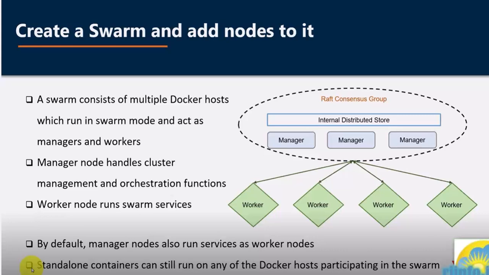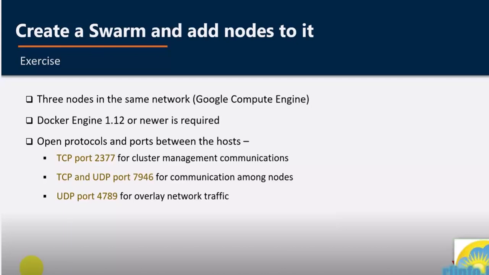I have created a test setup for the purpose of demonstrating Docker Swarm in this course. The requirement for the swarm and my test bed details are as follows. There are 3 nodes in the same network. I have created 3 virtual machines in the Google Compute Engine. Docker Engine 1.12 or newer is required. I have installed the latest version of Docker CE, which is 18.09.